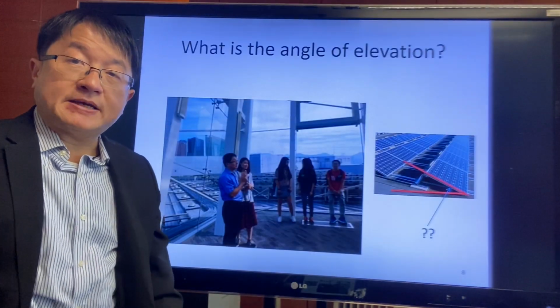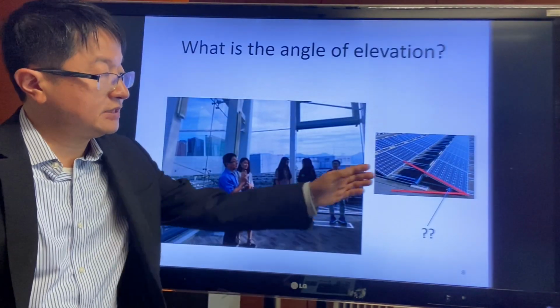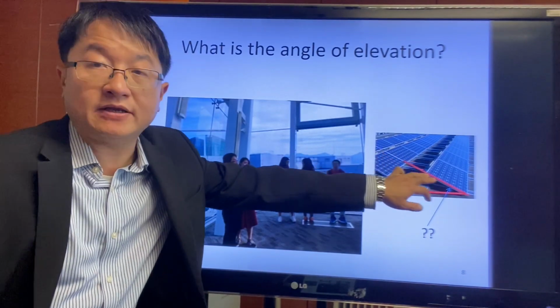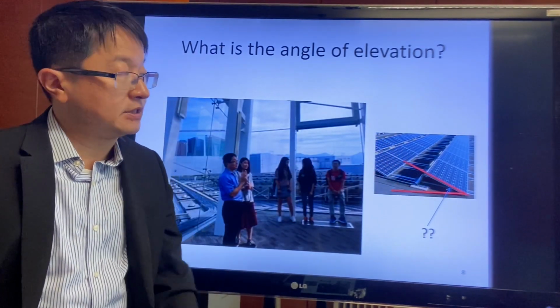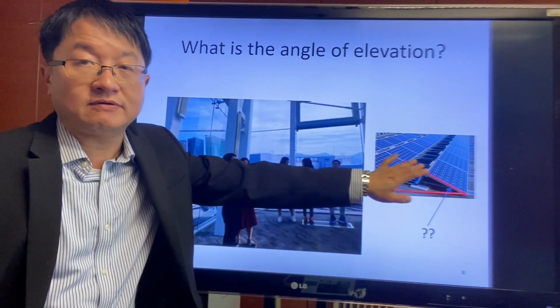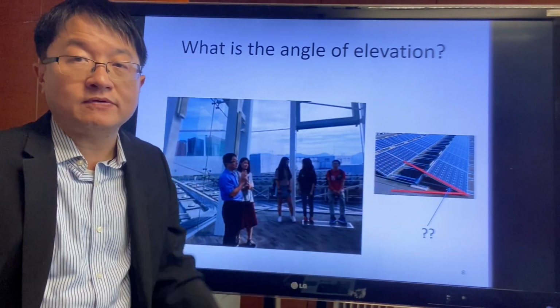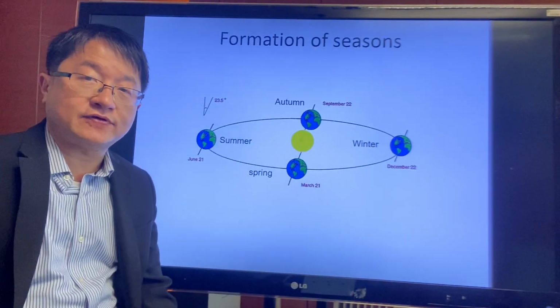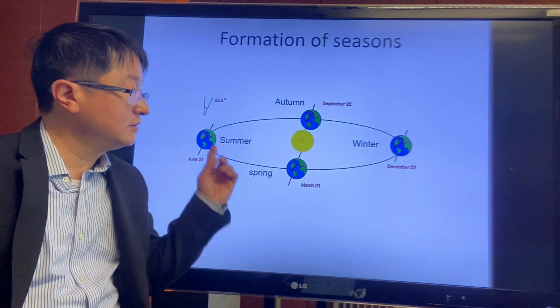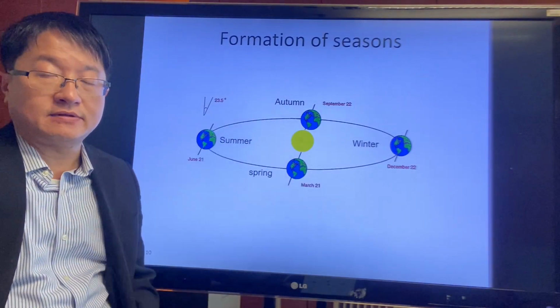So what is the best angle for the installations of the solar panel? If you want to install the solar panel in Hong Kong, or in Beijing, London, or Singapore, what should this angle be? Let us first of all understand how the Earth moves around the Sun.